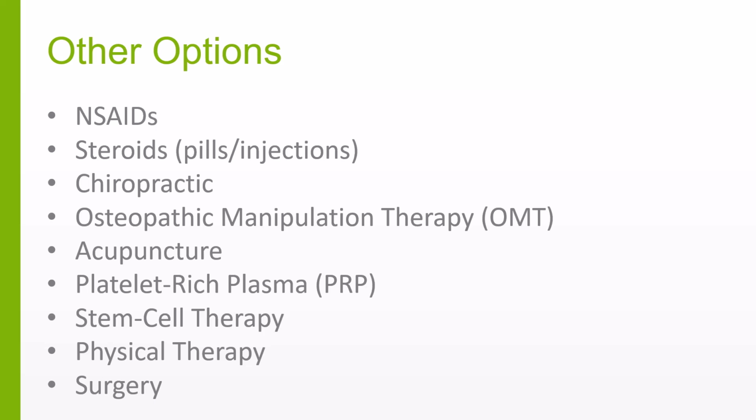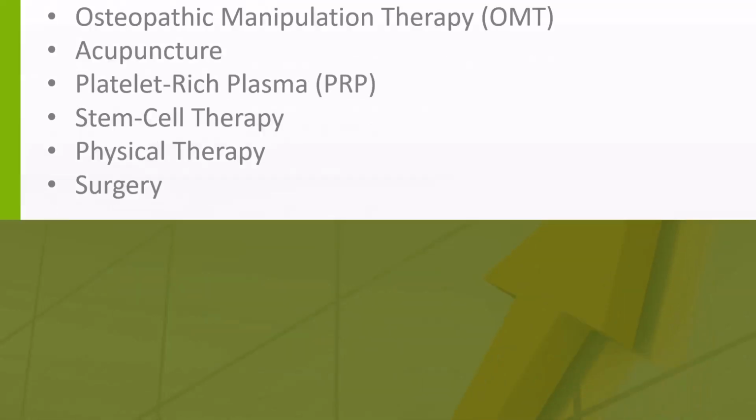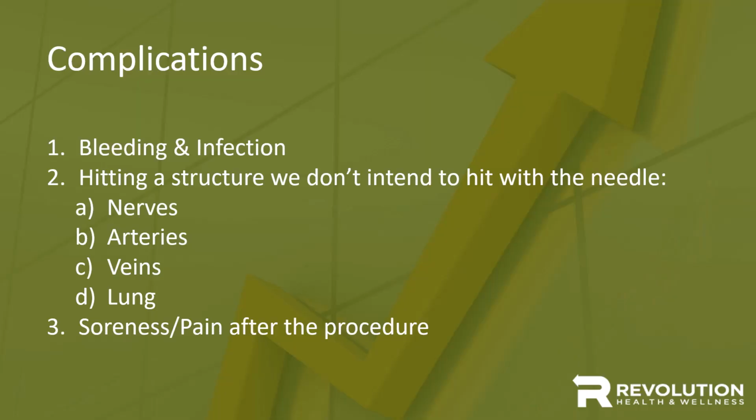Anytime we are doing a procedure, we have to consider potential complications. There are 3 primary complications that we may come across during prolotherapy. The first one is bleeding and infection. Anytime we put a needle through skin, that is a possibility. I've been doing this for 16 years and have never seen a significant issue with bleeding or infection.